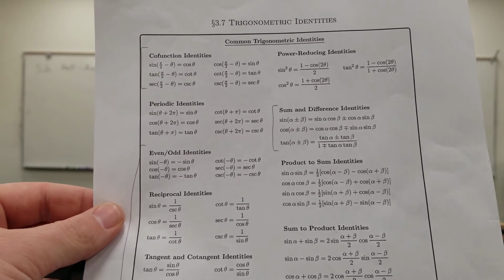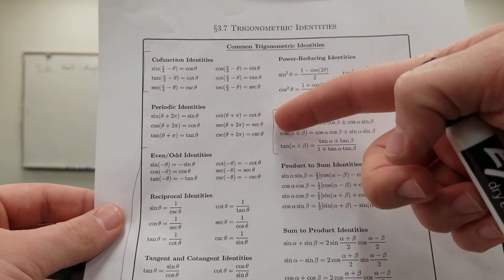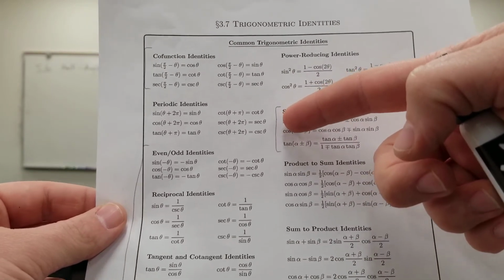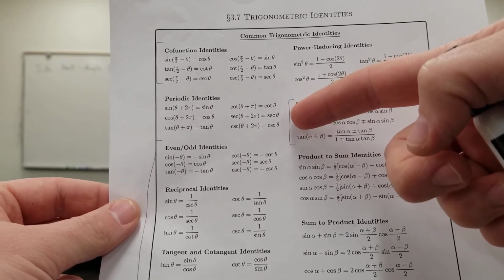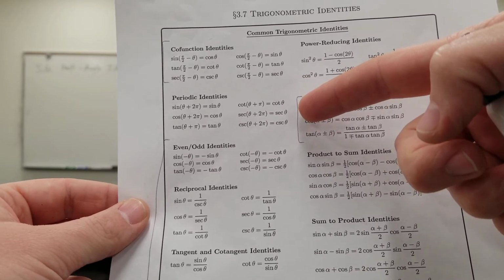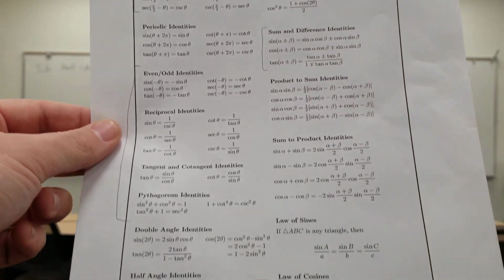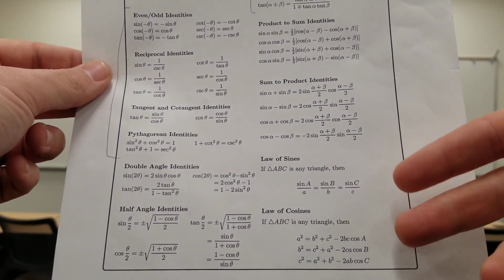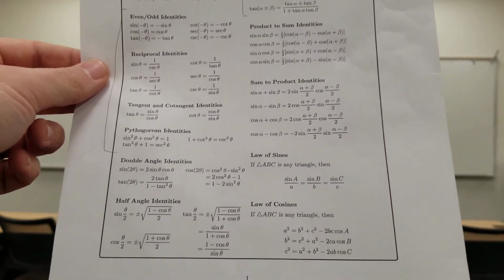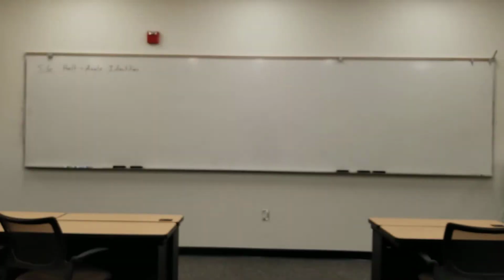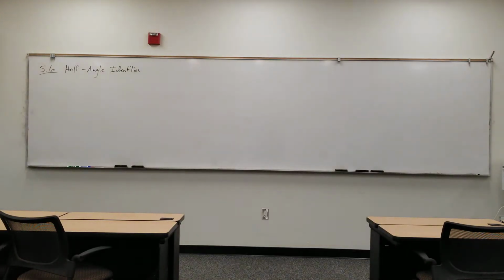The only identities we haven't talked about are the periodic ones. I mean, we have talked about those, when we were doing graphing, because we talked about how all of these functions are periodic. But we've talked about everything else except for law of sines and law of cosines. That's something that's going to come up later on, I think in chapter 7 or chapter 8.